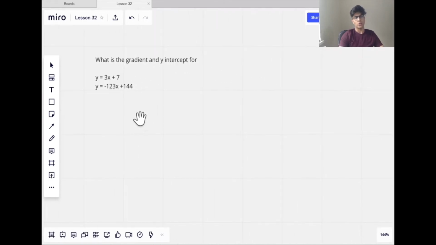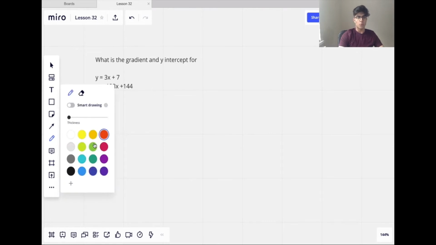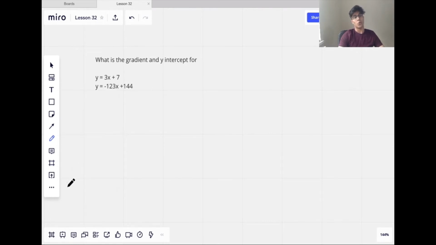What is the gradient and y-intercept for these two lines? We covered the theory behind this in the last video, so it would be really good if you pause the video and give this question a go. Okay, so let's start off with the first one.